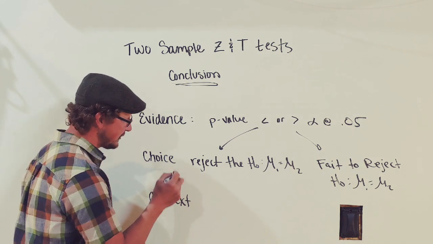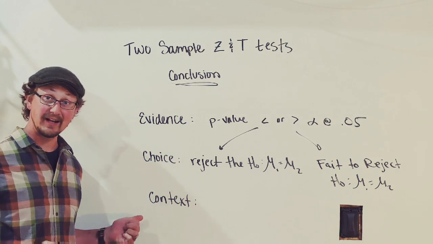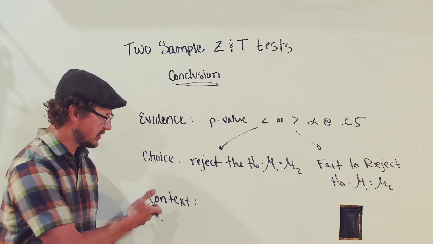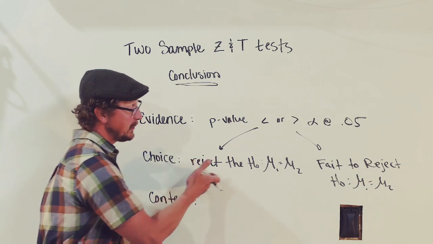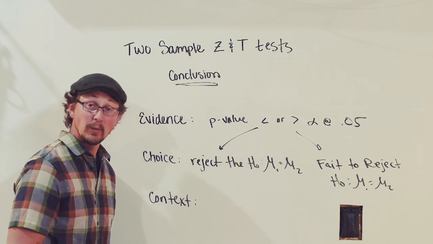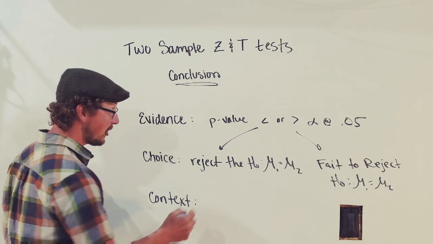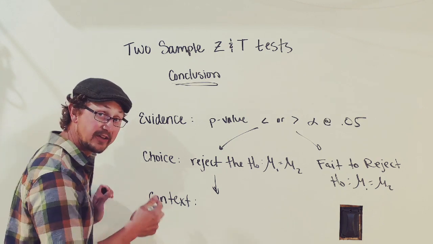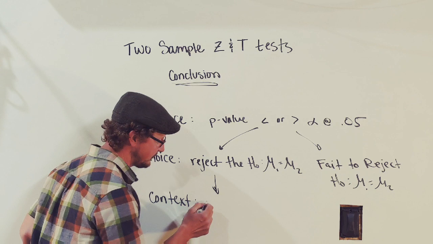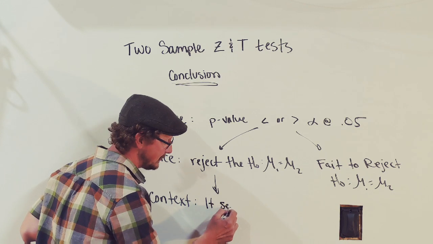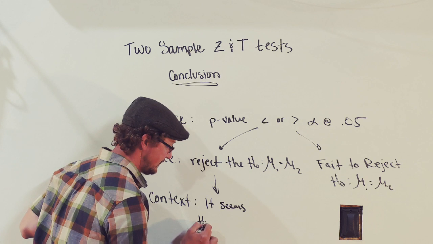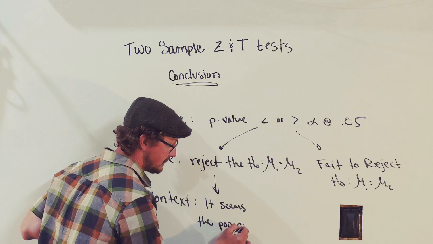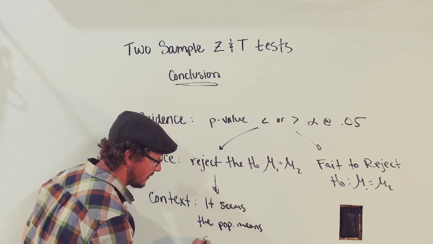So the context of this, it's kind of hard to talk about context when we're just talking in general terms, when we have no context to speak of. But the context would be, if we reject the null hypothesis, we would say, it seems the two means are different. And of course, you would use the topic that we're discussing in the particular problem when you said that. But in general terms, it seems the means, the population means, I should say, the averages are different.